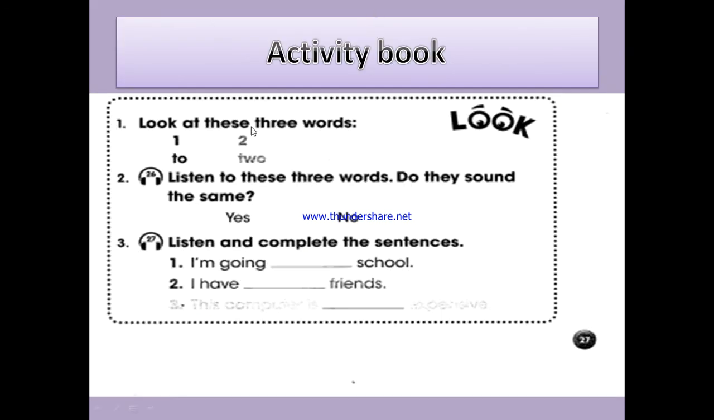Activity book. Look at these three words. Two. Okay. Listen. Do they sound the same? Yes or no? Yes. I think the sound is the same. Yes. But the meaning is different. Listen and complete the sentences. I am going what? I have what friends. This computer is blank expensive.